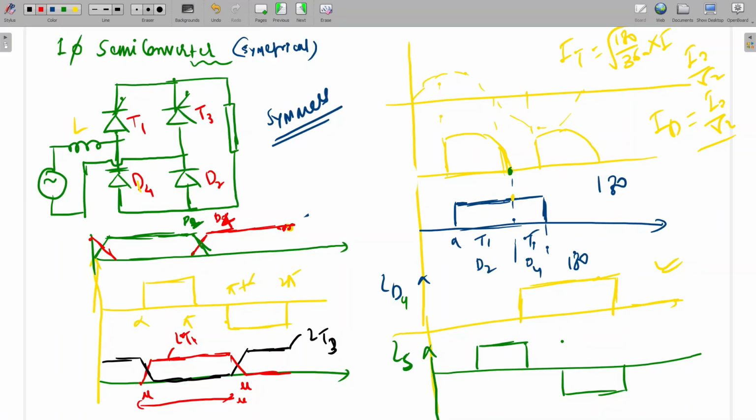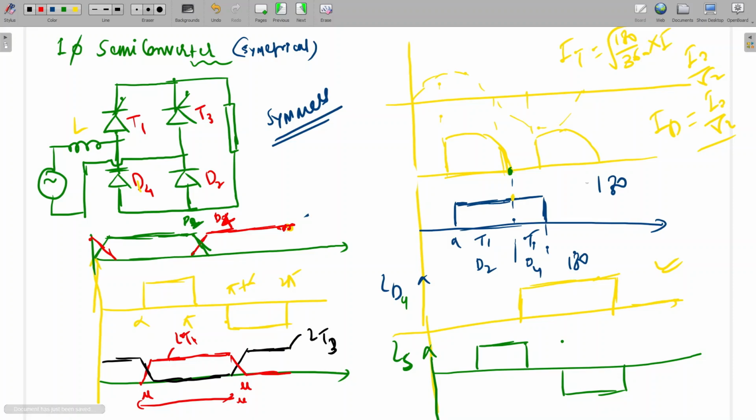Are the waveforms clear? Normally, the waveform for D2 will be from 0 to pi, and here D2 is conducting also.